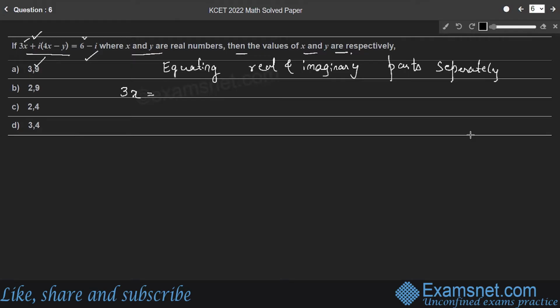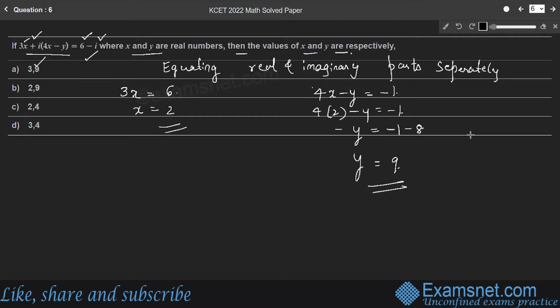In the right hand side, we have 6 as the real part. 3x is equal to 6, therefore the value of x is 2. And the imaginary part is i into (4x minus y). Forget about i: 4x minus y is equal to minus 1, as the coefficient of i is minus 1 on the right hand side. Here x is 2, so 4 into 2 minus y is minus 1. Therefore, minus y is minus 1 minus 8, taking 4 into 2 to the RHS. Therefore, y becomes plus 9. x is 2, y is 9. Therefore, the values of x and y are 2 and 9, option B.